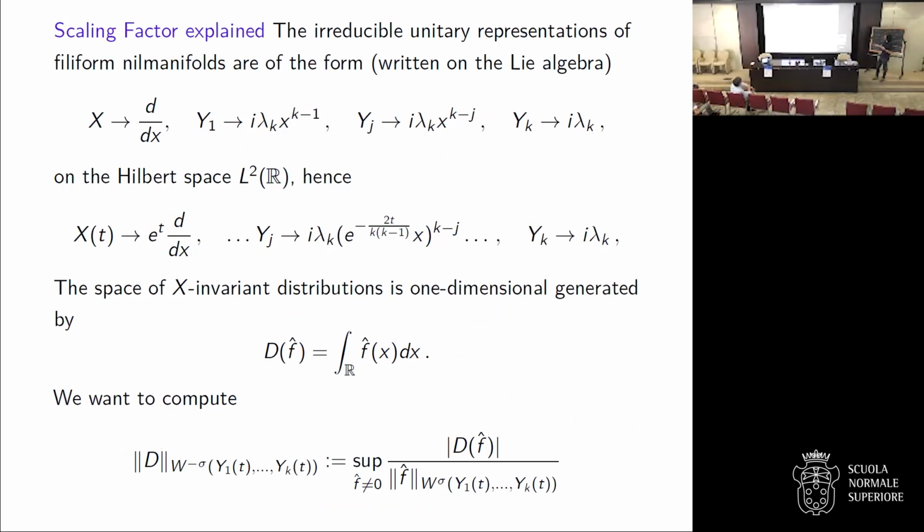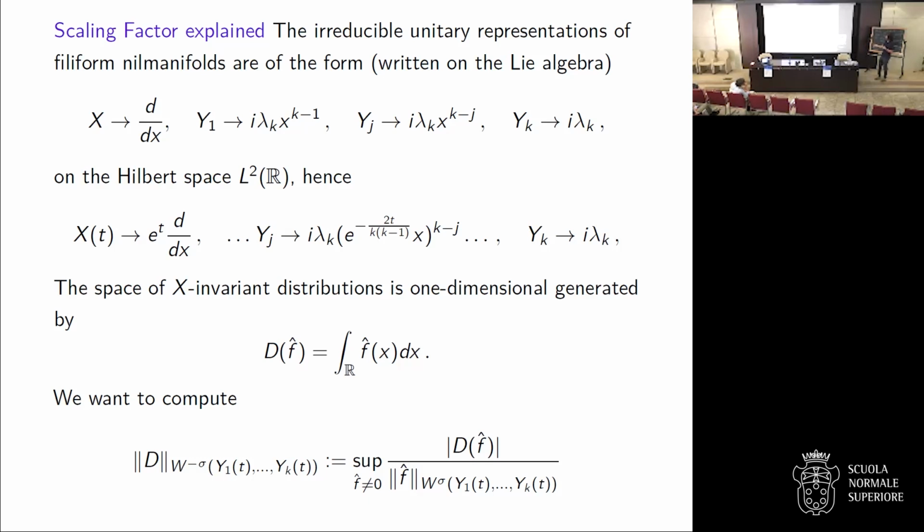Well, you work with the theory of unitary representations, and you know that the X vector field is the derivative, and the other vector fields are represented as multiplication operators. I'll simplify. They may be non-homogeneous polynomials, but this is the main situation. If you know quantum mechanics, you recognize the Heisenberg representation, d/dx and iλx, in the case k equal to 2.